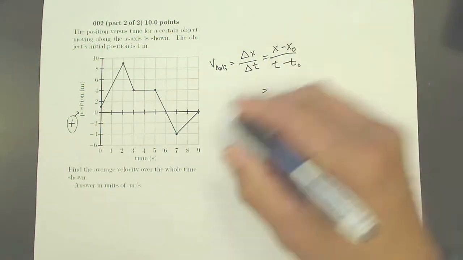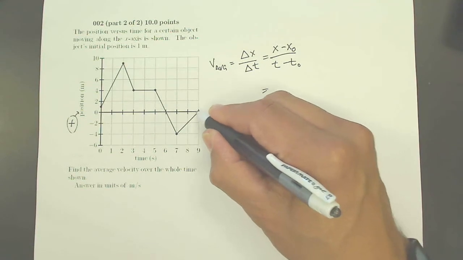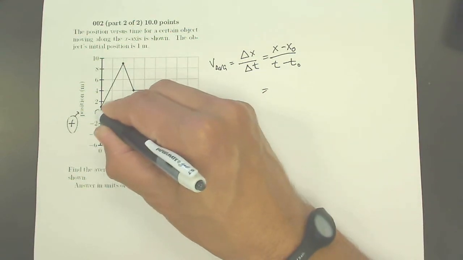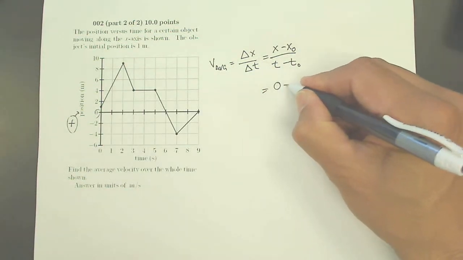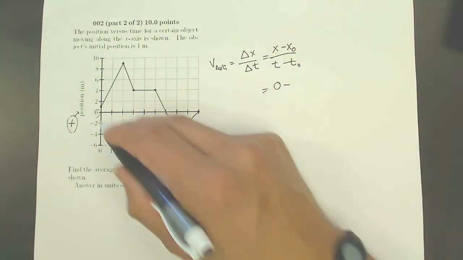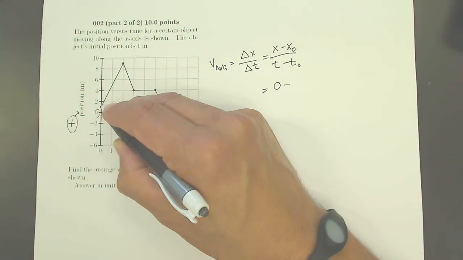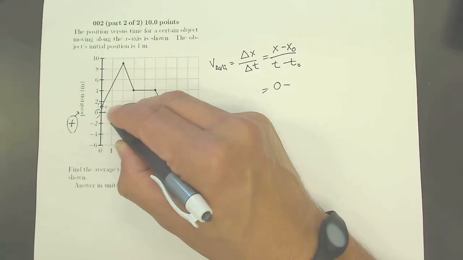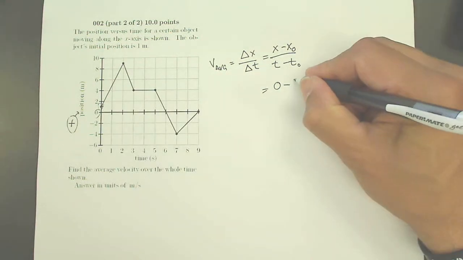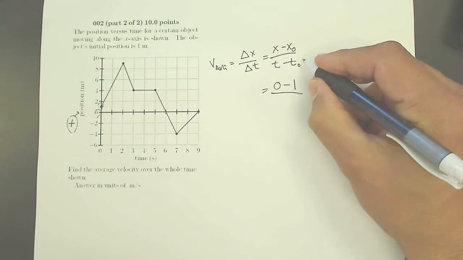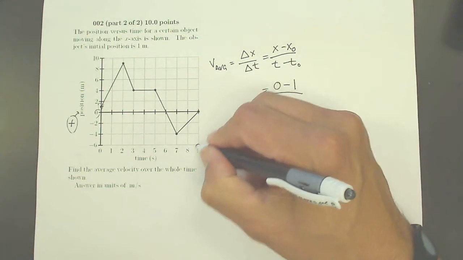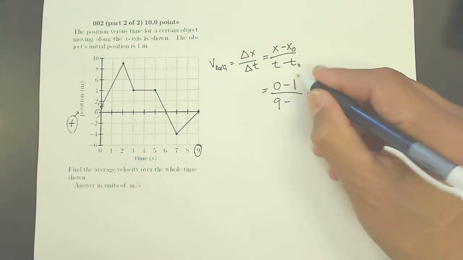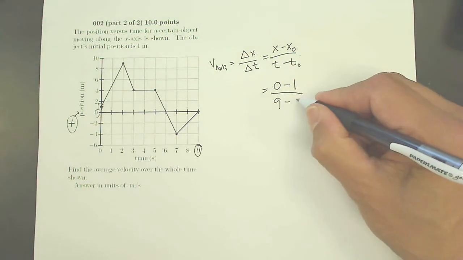Well, my final position here, at 9 seconds, my position is 0. So that's going to be 0 minus my initial position, which was my position at 0 time, which is 1 right there. The initial position is 1 meter. So that's 1. Divided by my time. Well, my final time is 9 seconds. My initial time was 0 seconds.